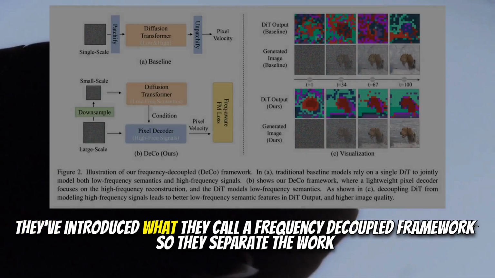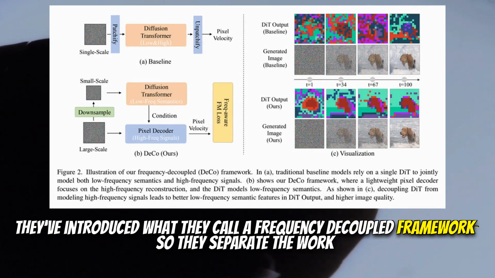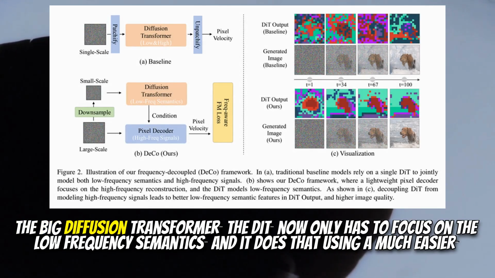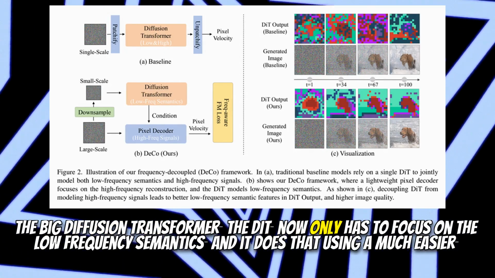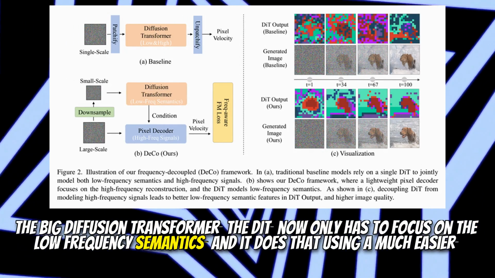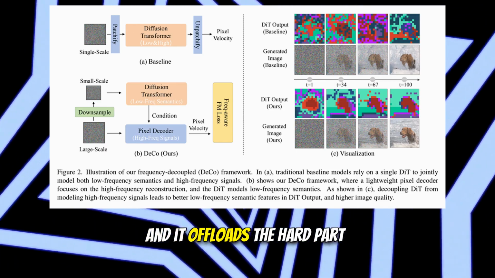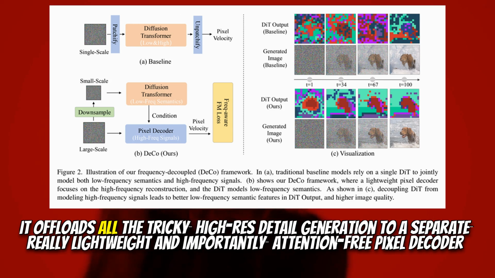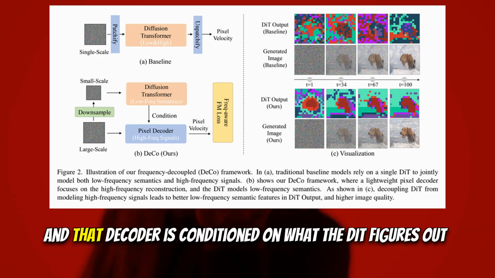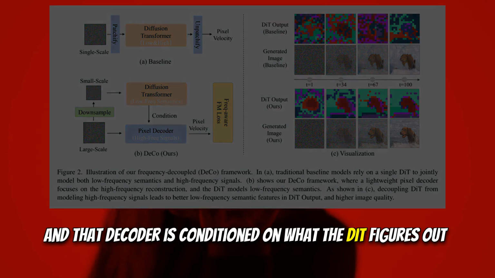Totally. They've introduced what they call a frequency-decoupled framework, so they separate the work. The big diffusion transformer, the DiT, now only has to focus on the low-frequency semantics, and it does that using a much easier downsampled input. And it offloads the hard part. It offloads all the tricky high-res detail generation to a separate, really lightweight, and importantly, attention-free pixel decoder. And that decoder is conditioned on what the DiT figures out.